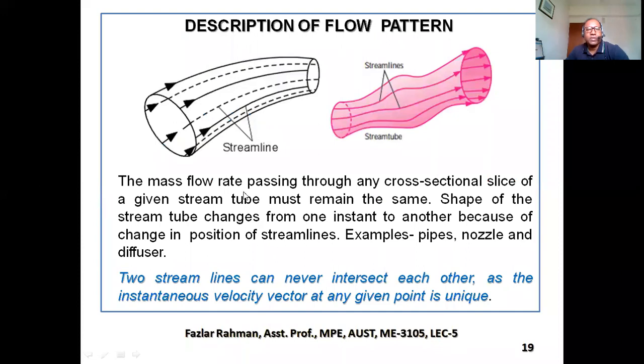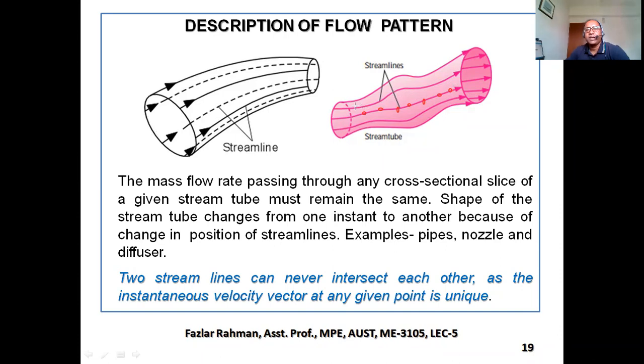Right now it is saying the mass flow rate passing through any cross section or slice of a given stream tube must remain the same. The shape of the stream tube changes from one instant to another because of the change in position of the streamlines, like flow through a pipe, nozzle, or diffuser. And two streamlines can never intersect each other, as the instantaneous velocity vector at any given point is unique. That means along the streamline there is no velocity component along the y axis, so the velocity component perpendicular to the streamline is zero. That's why your fluid particle always flows along the streamline.